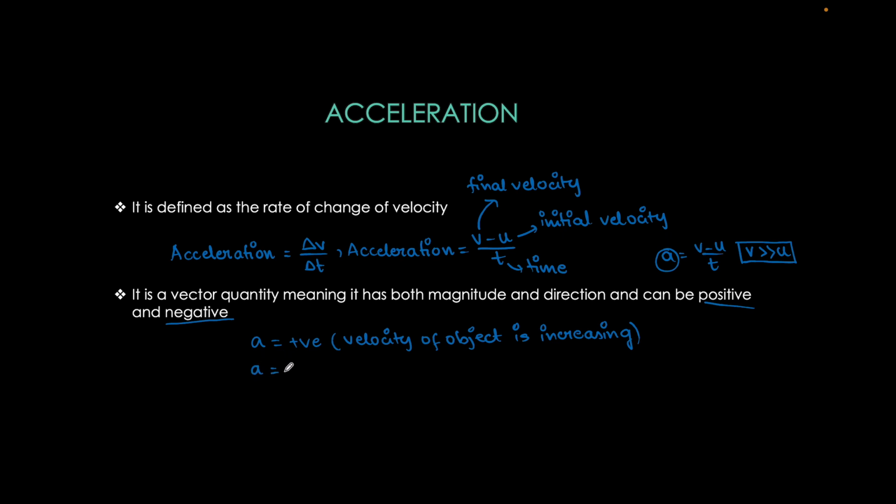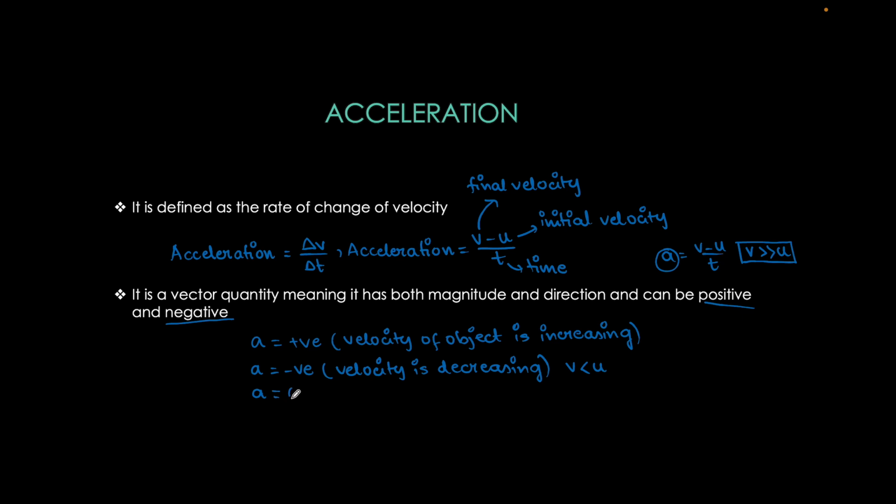Let's say if a is negative, this means that velocity is decreasing. What happens in this case is v is smaller than u, meaning that the final velocity is lesser than the initial velocity, which means that the object is slowing down. The speed or velocity of the object is decreasing, and that is the reason why the final velocity is less than the initial velocity. So in that case, the acceleration will be negative.